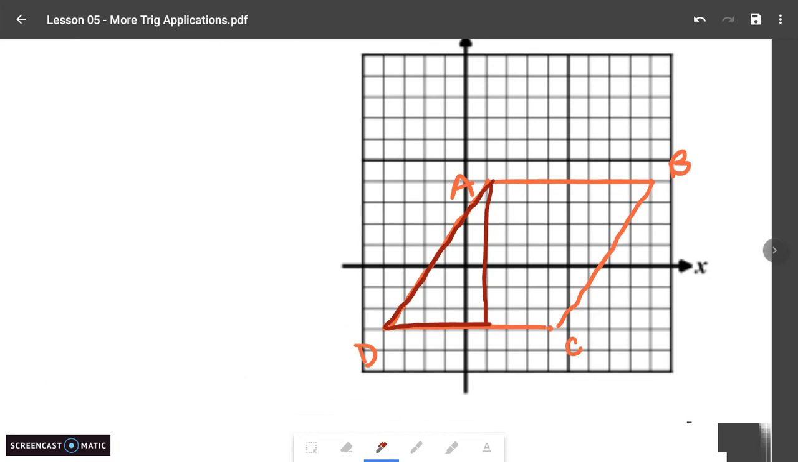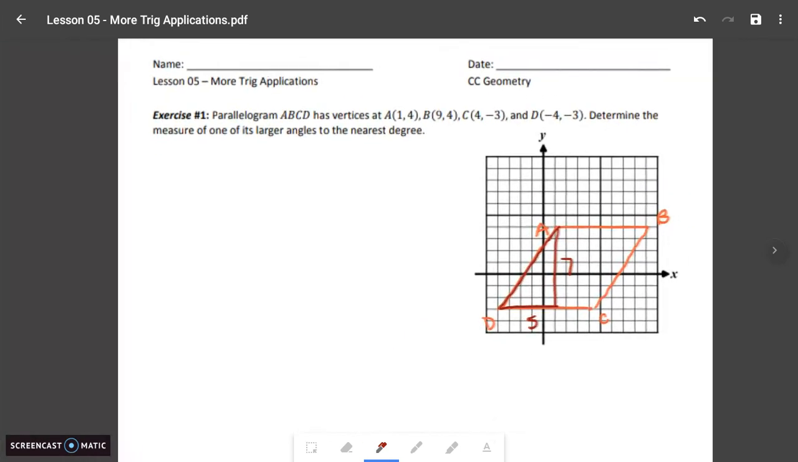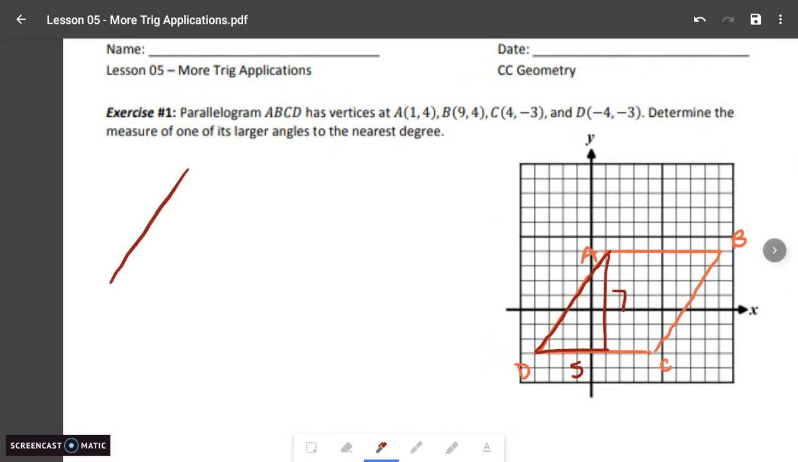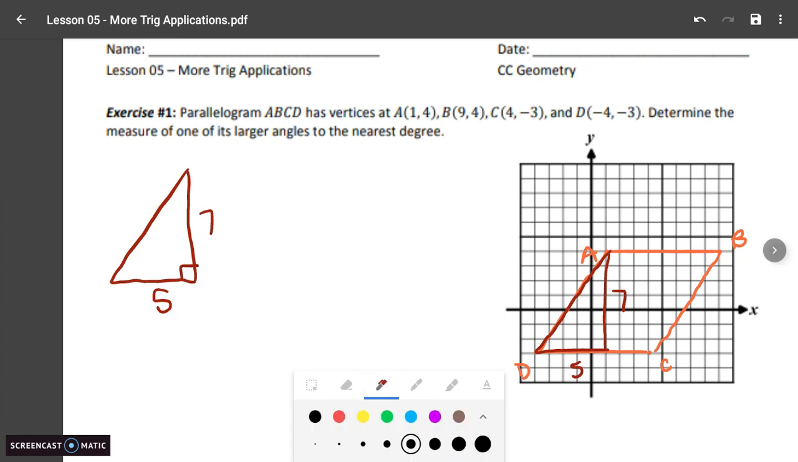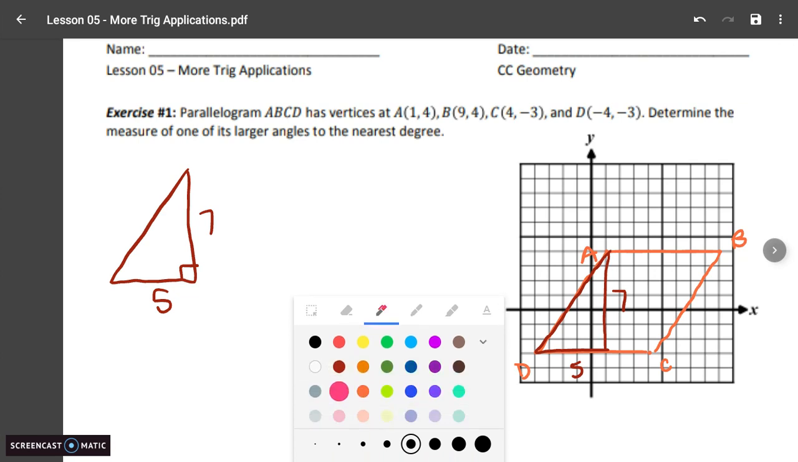because then what you might notice is I can count the lengths of the two sides here. So I know that we have 1, 2, 3, 4, 5 units on the bottom and 7 units up. So I'm looking at a right triangle here. Now I could do Pythagorean theorem if I wanted to find the length of the hypotenuse, but I don't need it because I can find one of the angles right now. So that's what we're going to do.